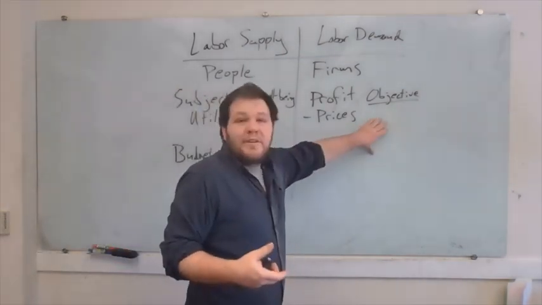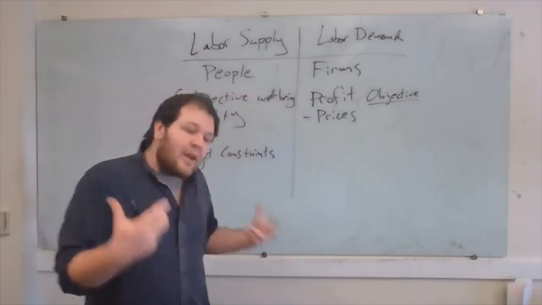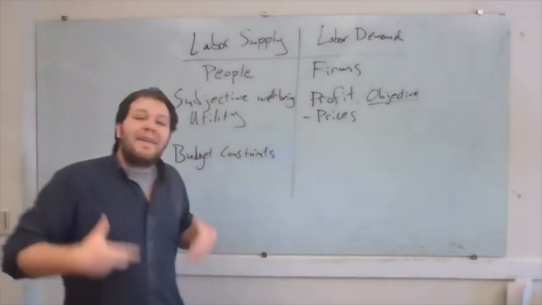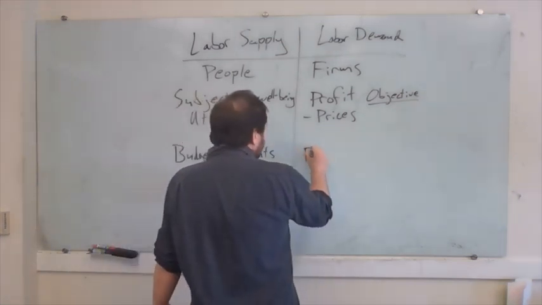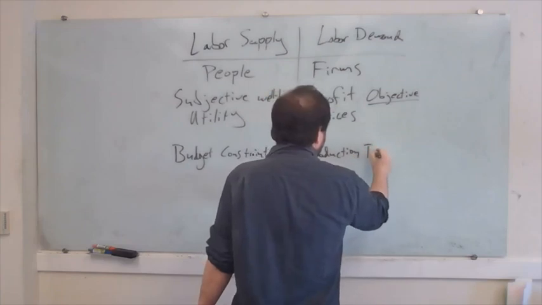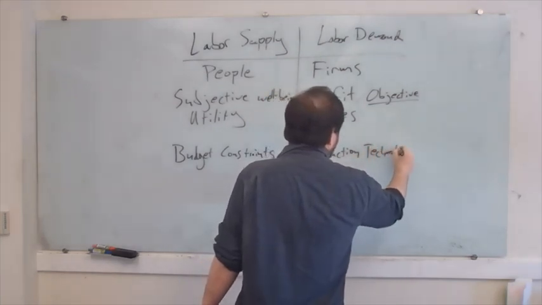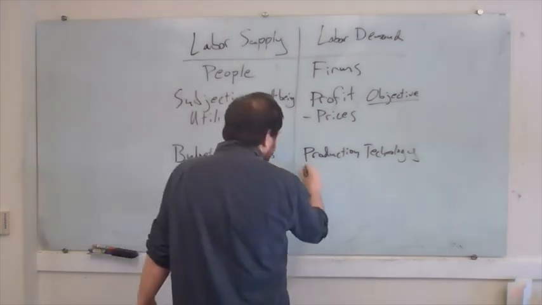However, firms are also going to be constrained, right? There's a reason that they can't just make infinite profit. And the way that they're going to be constrained is they're constrained by the limitations of their own production process. In other words, they've got a production technology, or sometimes I'll use these interchangeably, a production function.